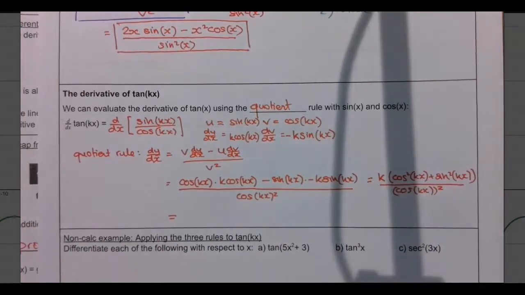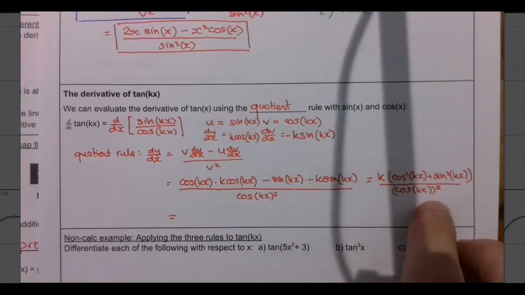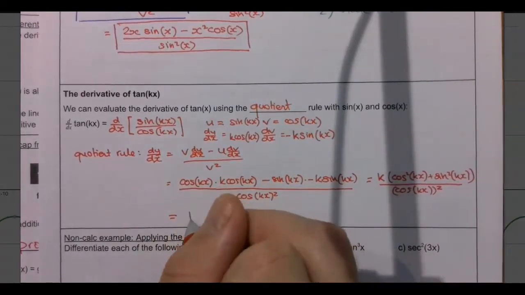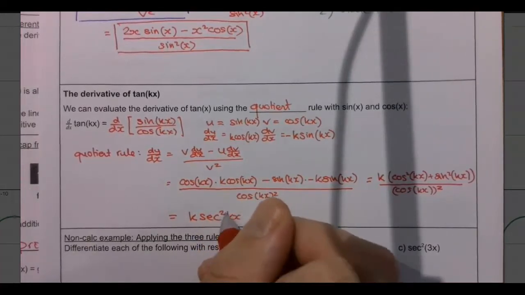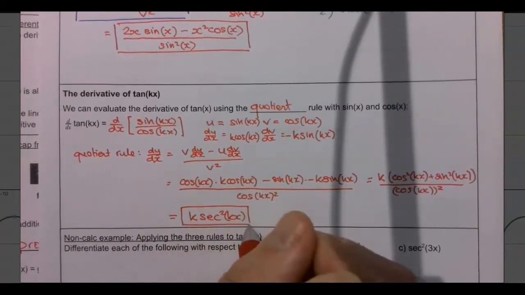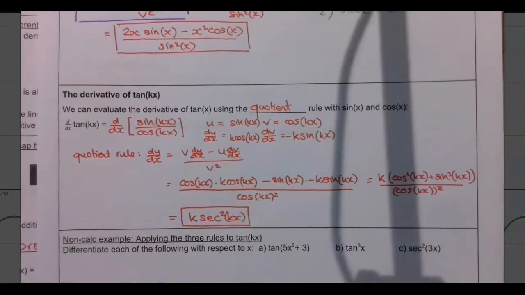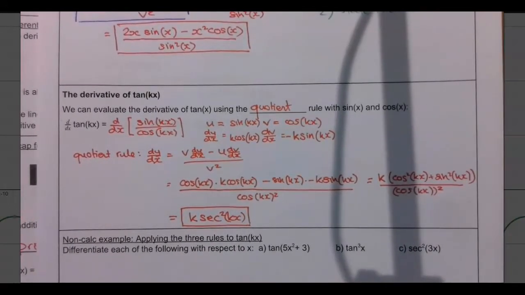Cos squared plus sine squared is 1, giving me k over cos squared x. Or 1 over cos squared x would be sec squared x. So my answer here is k sec squared kx. That is a new rule, and one that we can add to that table at the beginning of essential derivatives that we don't need to reprove: the derivative of tan is sec squared.